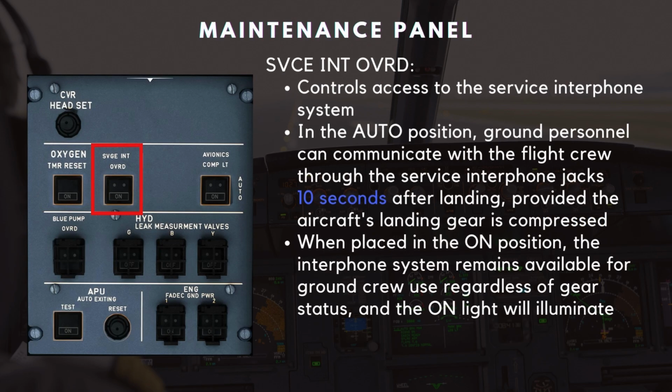Another important function is the service interphone override switch, which controls access to the service interphone system. In the auto position, ground personnel can communicate with the flight crew through the service interphone jacks 10 seconds after landing, provided the aircraft's landing gear is compressed. When placed in the on position, the interphone system remains available for ground crew use regardless of gear status, and the on light will illuminate white.